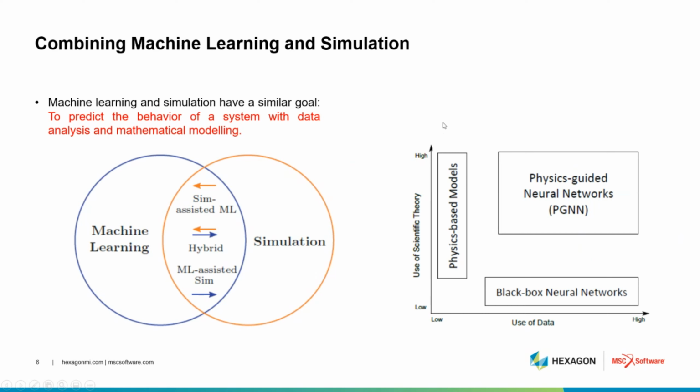On the right side, you can see a vertical axis and a horizontal axis. As engineers, we are interested in physics, so we have a physics-based model. At the same time, machine learning and data science have the black box of neural networks. So the region of interest for us is here: the physics-guided neural network. With this, we get the advantage of neural networks and help simulation be faster and more accurate.